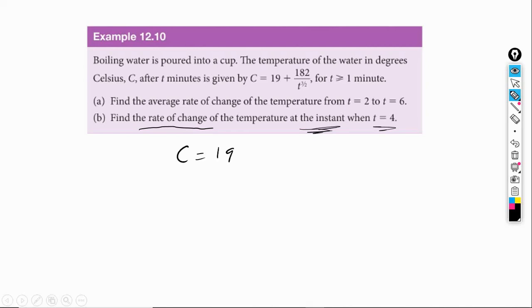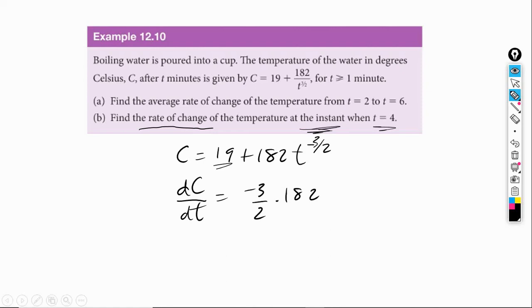So if c equals 19 plus 182, and I'm going to rewrite t as t to the power of negative 3/2. Okay, so the derivative of the temperature function in terms of its time would be then equal to, well, this would just be 0, right, because the derivative of that is 0. And this would be negative 3/2 times 182, and t to the power of this minus 1, so that would be negative 5/2.